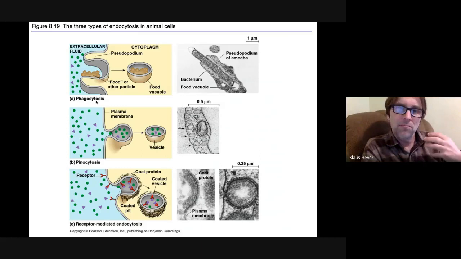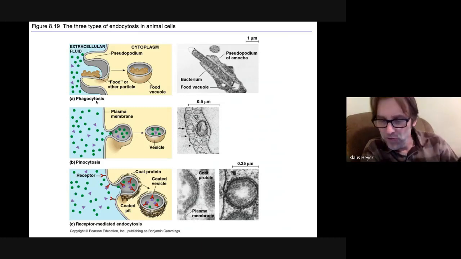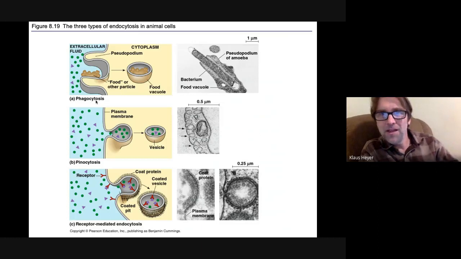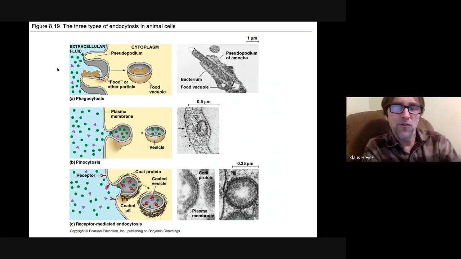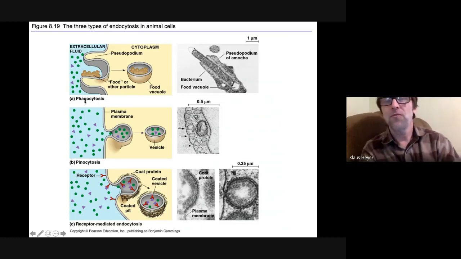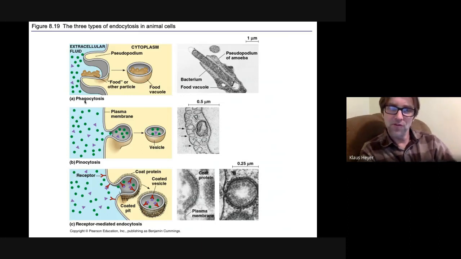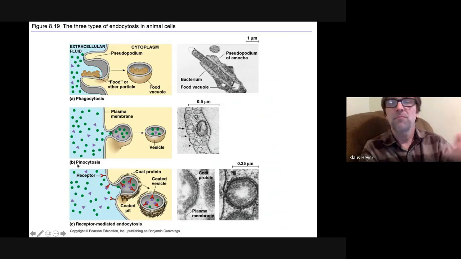In fact, the word's used all the time. We use this word as a verb. This cell will phagocytize this, right? So it means it'll eat it. So you'll see the word a lot. And then there are things called macrophages, phagocytes. Those are different cells that eat stuff. So don't forget the word. So phagocytosis, cell eating. Pinocytosis, cell drinking.